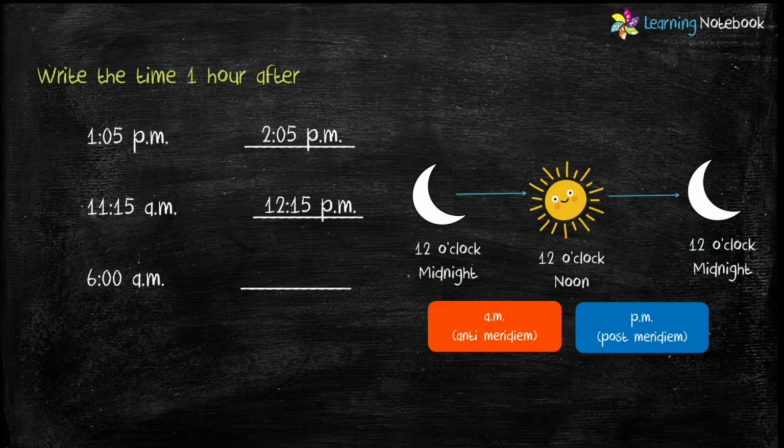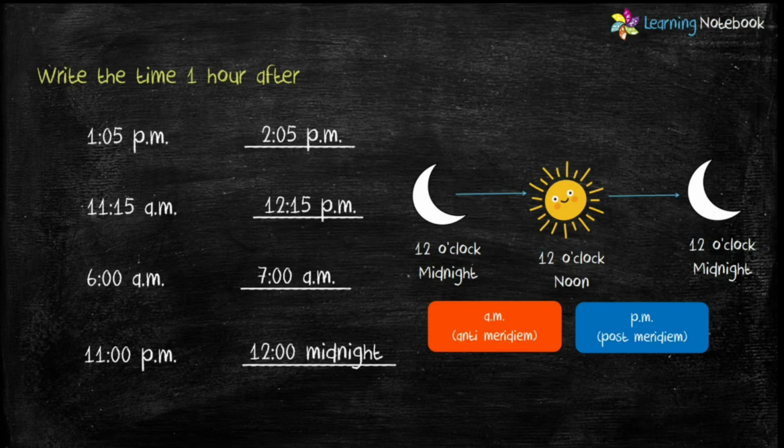Now let's see the next part. 6 AM. Hour after 6 would be 7 and AM remains the same as AM. So answer is 7 AM. Now the last part is 11 PM. Hour after 11 will be 12 and 11 PM is before 12 o'clock midnight. So 1 hour after it would be 12 midnight.